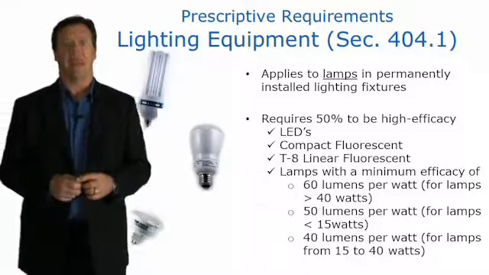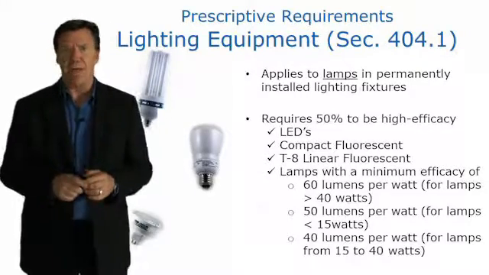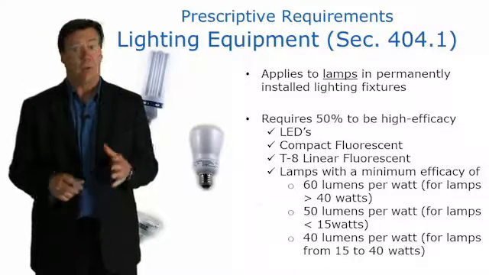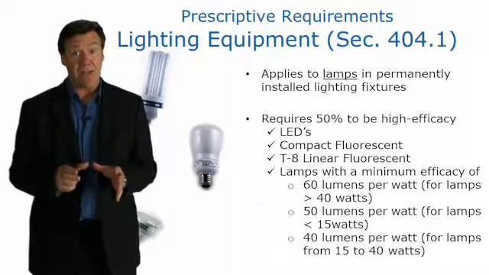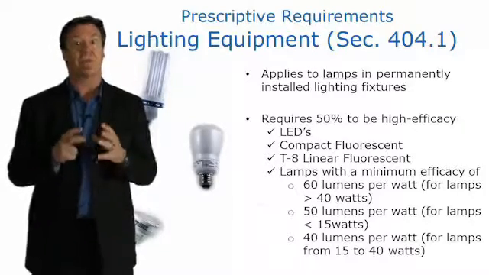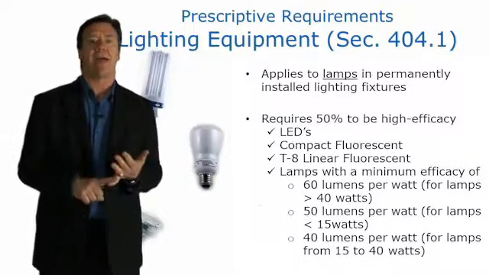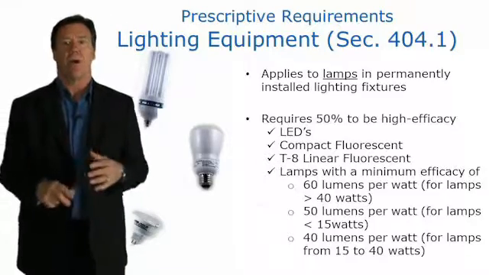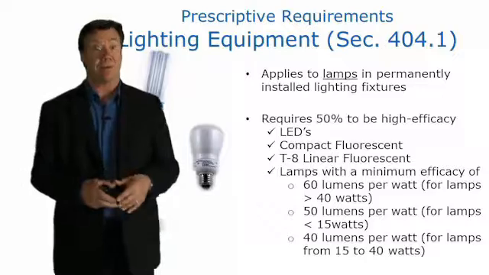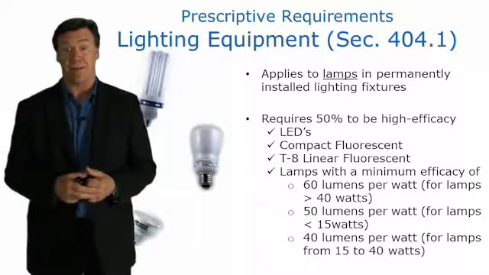All right, let's move to lighting. There is a lighting requirement, and it basically applies to all permanently installed lighting fixtures. It requires that 50% of these lamps, these actual light bulbs, have to be compact fluorescent or T8 linear or meet some minimum energy efficiency requirements. It applies to both interior and exterior lighting.